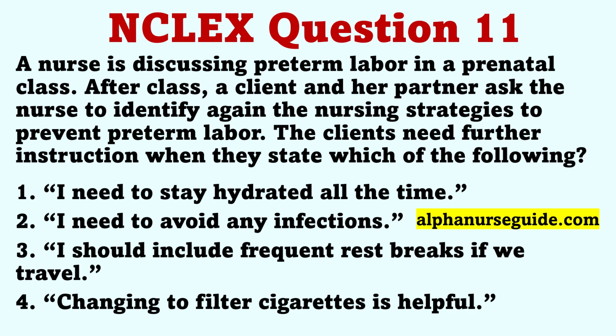The correct answer is 4. Smoking in any form is contraindicated in pregnancy, regardless of the type of filtering system used. Smoking is a major risk factor for preterm labor and decreased fetal weight. Dehydration is a risk factor for preterm labor, as is prolonged standing and remaining in one position.